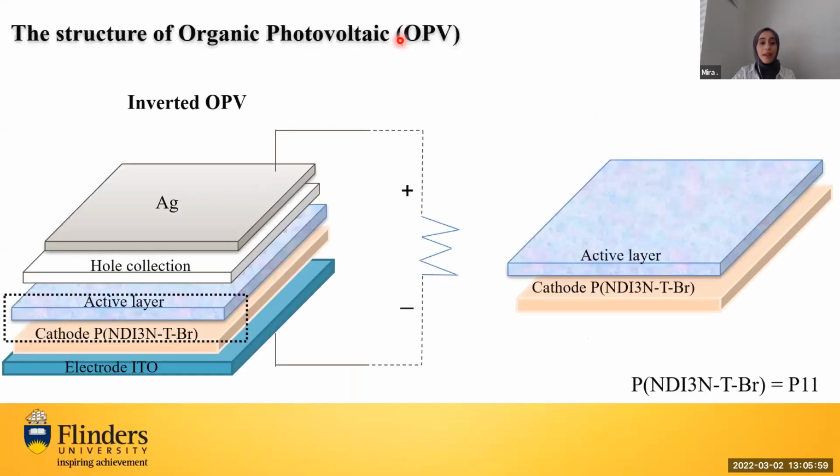Here is the common structure that we used in our work, which is the inverted organic photovoltaic. We use the cathode interface layer and the active layer on top. We didn't make the full device. We focused on just the cathode interface layer and the active layer, to study the interface between those materials and the energy level position of the cathode interface layer when we apply the active layer on top of it.